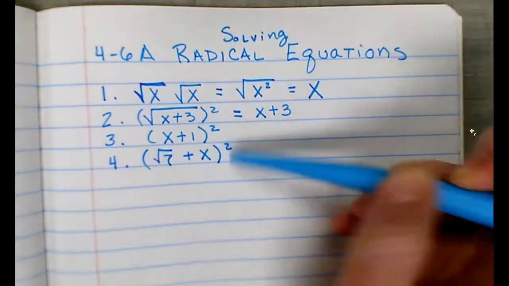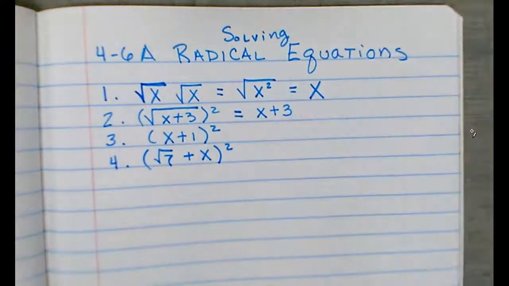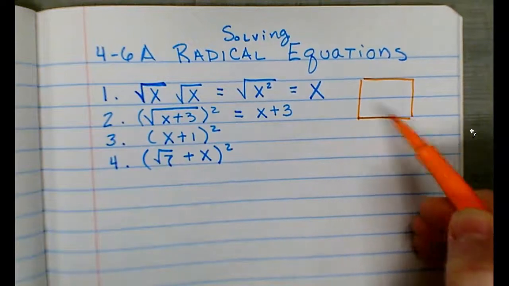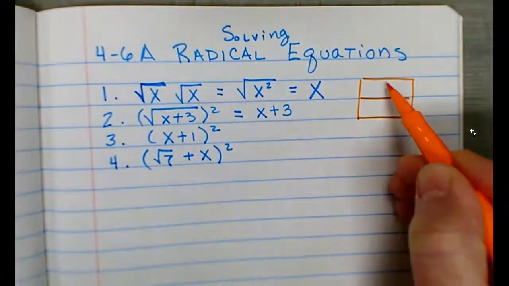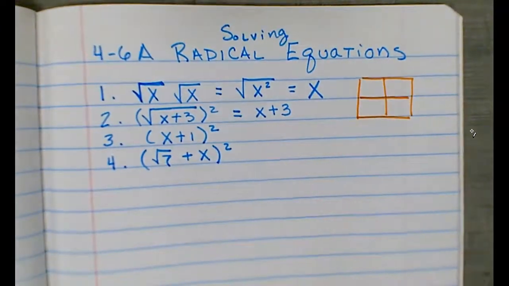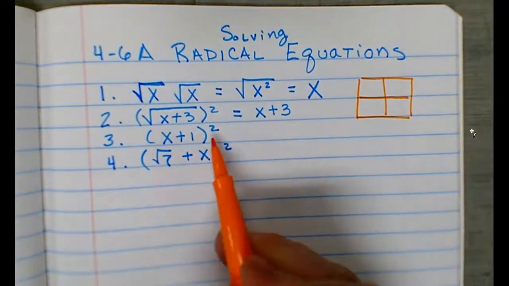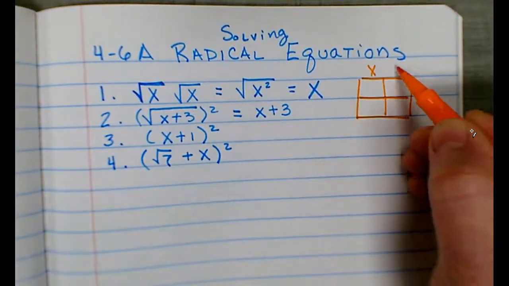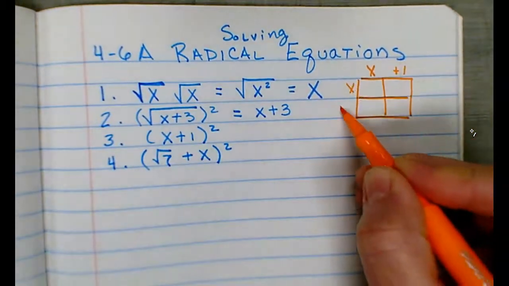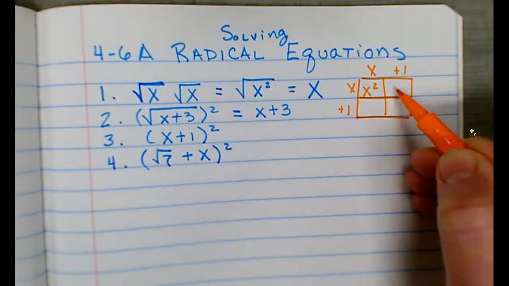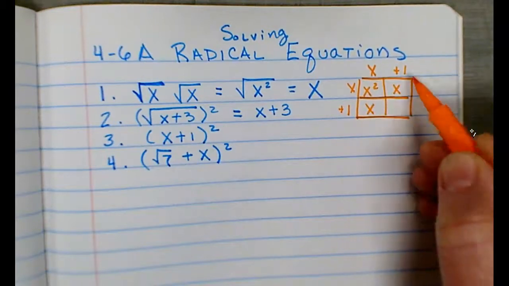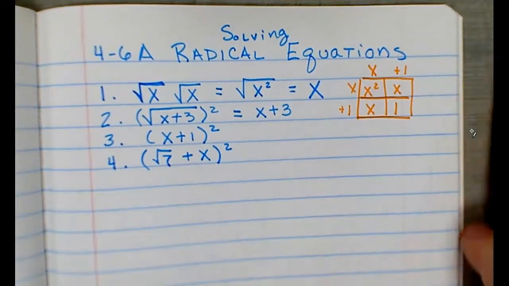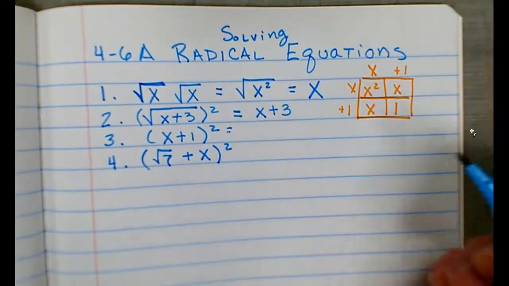What is this telling me to do? I'm going to come over here. I'm not solving it, I'm just multiplying it out. I can't solve it because I don't have an equal to something. So I want to have x plus 1 squared. That's when we use a box problem. x squared, 1x and 1x, and 1 times 1 is 1. And you would combine like terms.